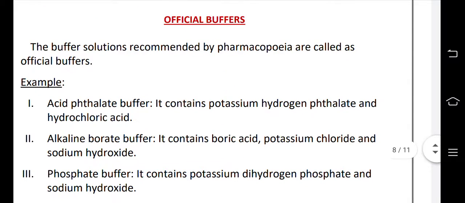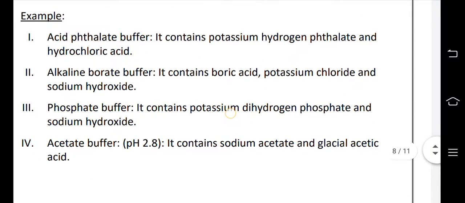Now coming to the next main topic, official buffers. These are the buffer solutions recommended by pharmacopoeia and are called official buffers. We can see four main examples of official buffers. First one is acid phthalate buffer. Second one is alkaline borate buffer. Third one is phosphate buffer. And last, fourth one is acetate buffer.